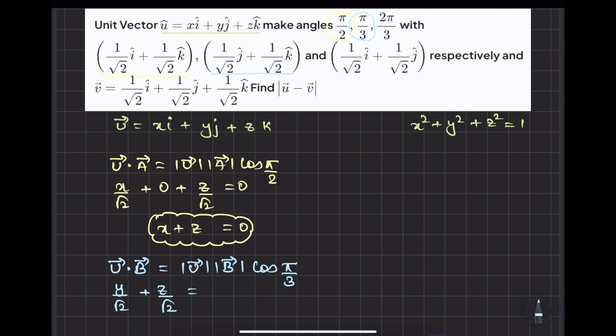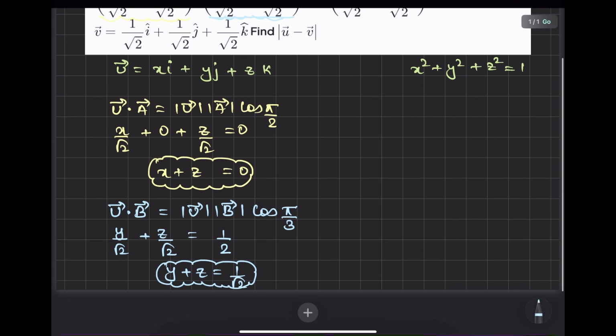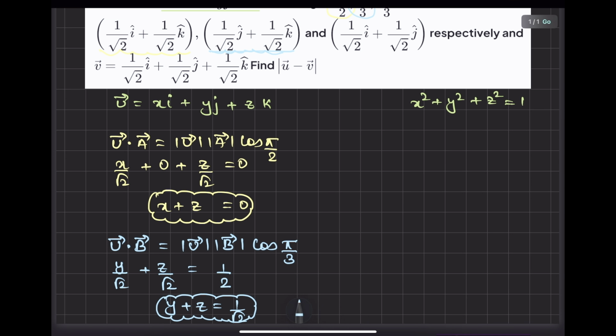mod u is 1 and mod b. So this vector is b. So root over 1 by 2 plus 1 by 2 will become 1. So it is 1, and cos 60 is what? Cos 60 is 1 by 2. So if you simplify things, you will find that you got y plus z as 1 by root 2. Okay, so these are the things.